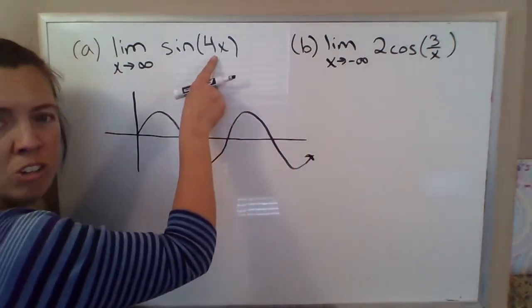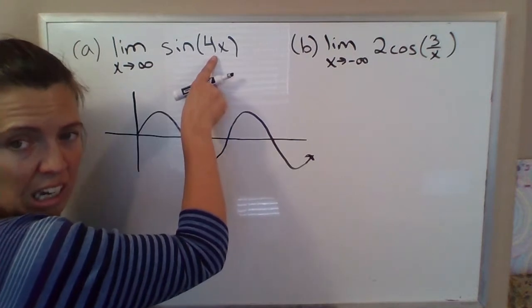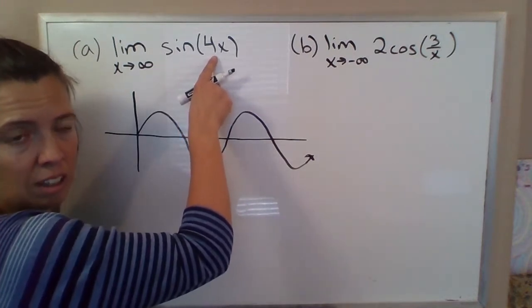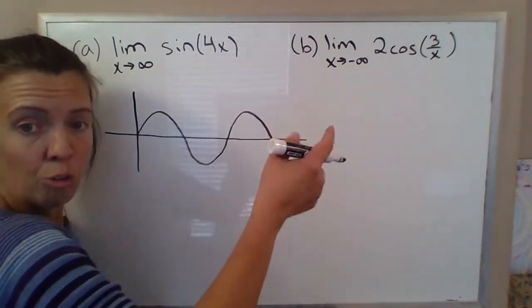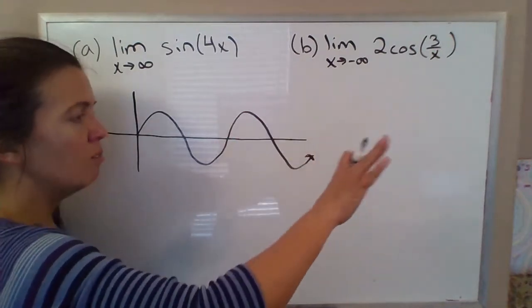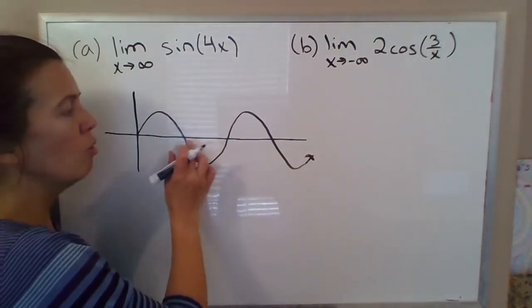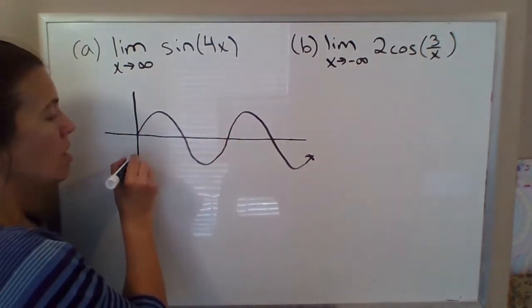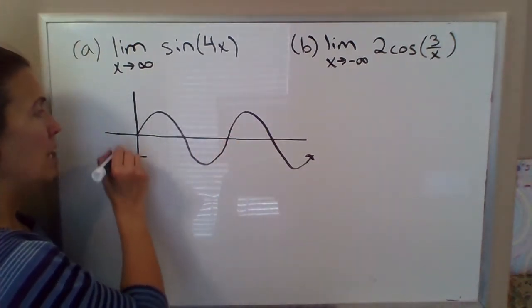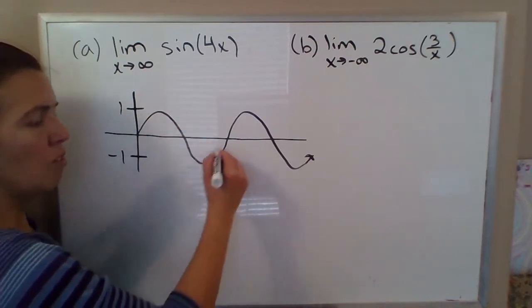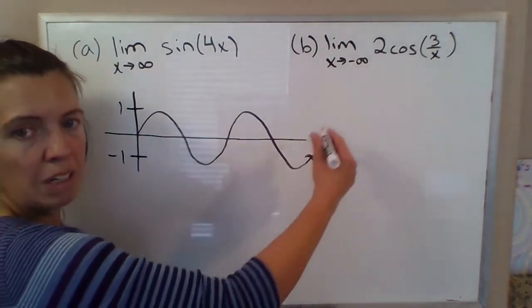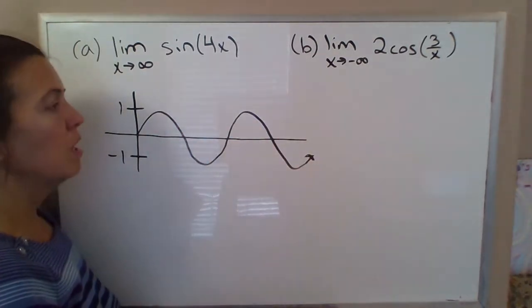The 4 does change the period, so it's going to condense the period into 2 pi divided by 4, so pi over 2. That's not really critical to the big picture here, which is, okay, so the graph looks basically like this. It oscillates between -1 and 1. It's going up and down between those values.